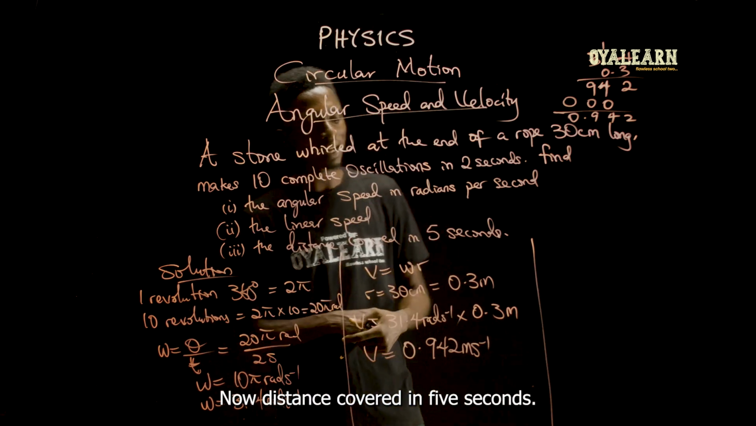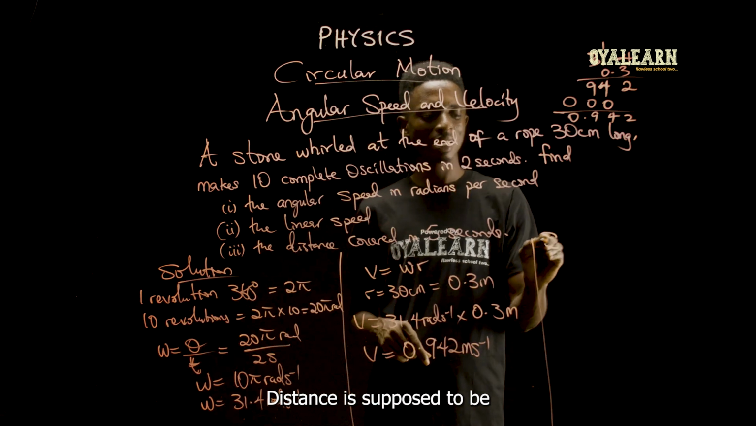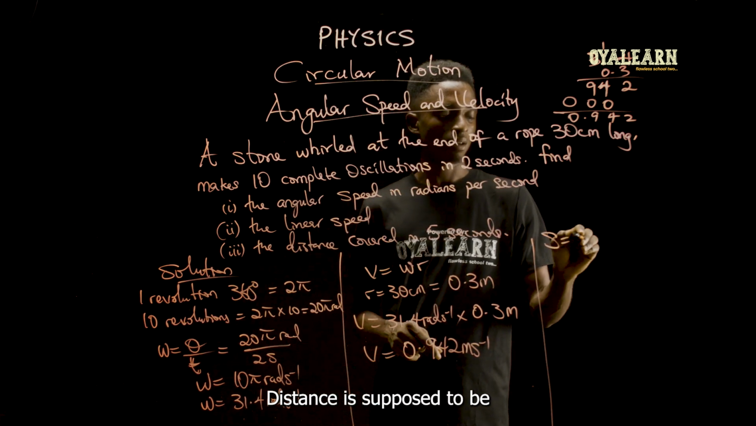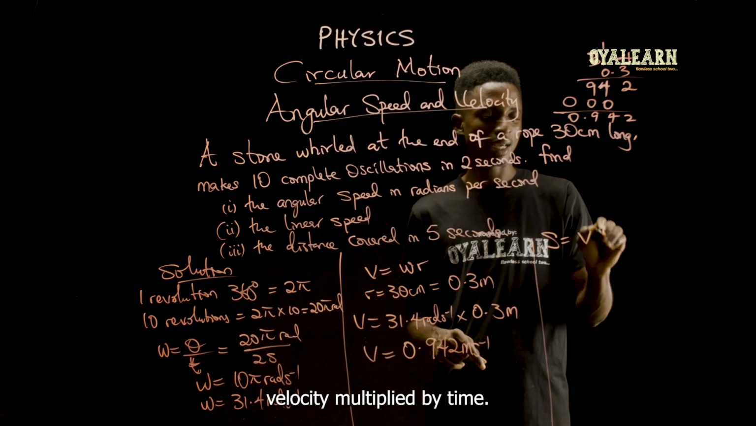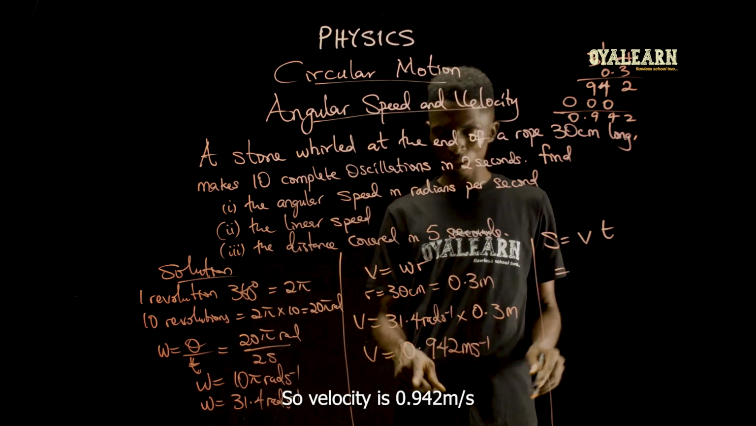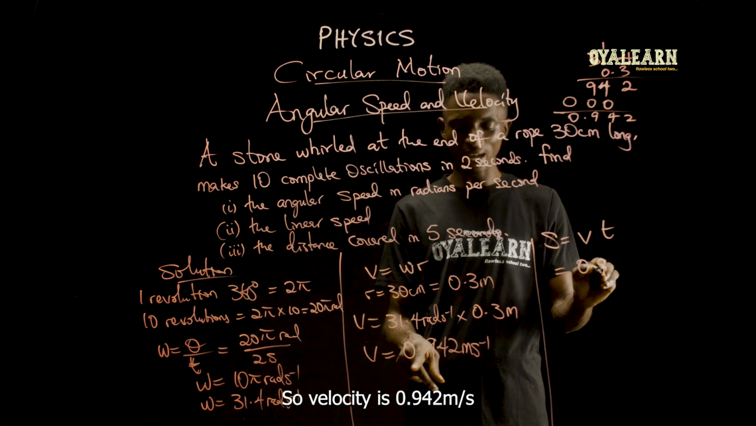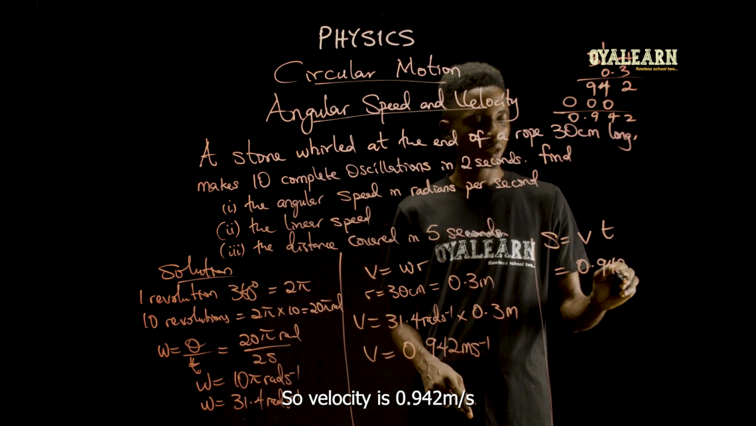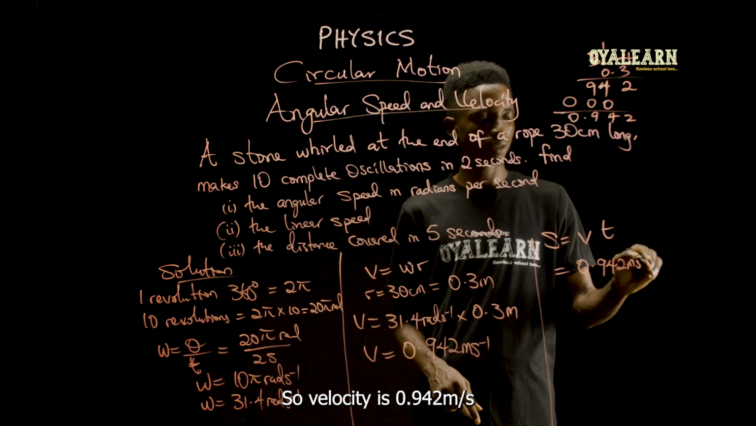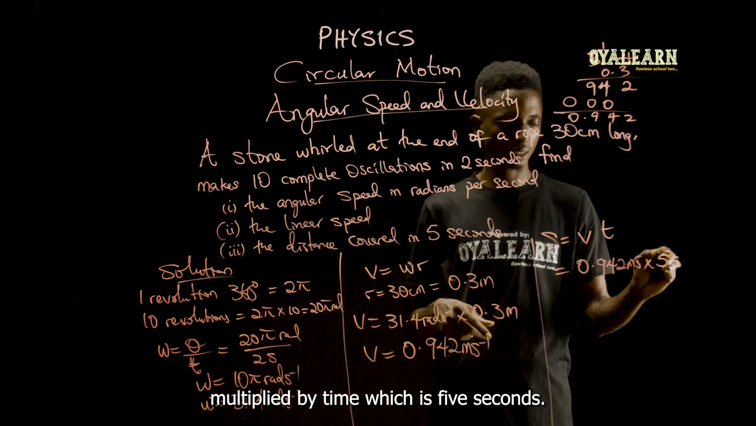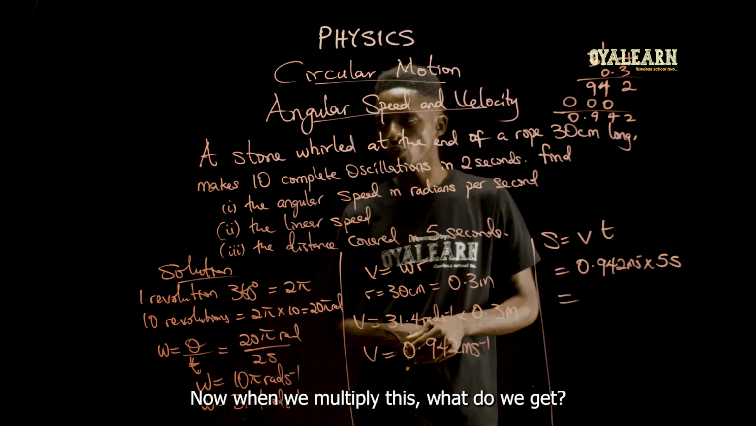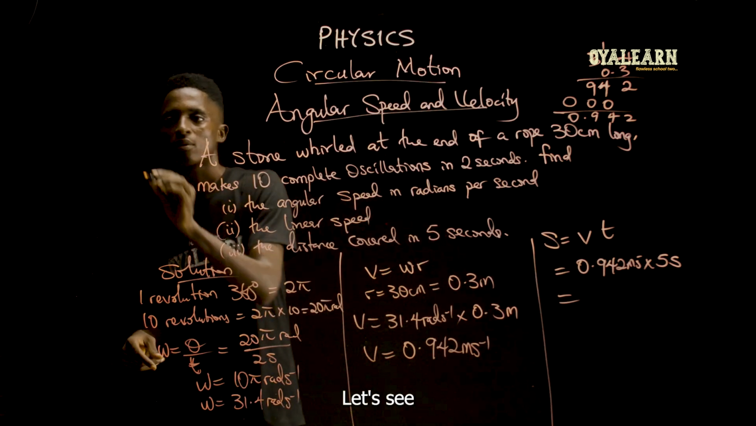Now, distance covered in 5 seconds. Distance is supposed to be velocity multiplied by time. So velocity is 0.942 meters per second multiplied by time, which is 5 seconds. Now, when we multiply this, what do we get? Let's see.